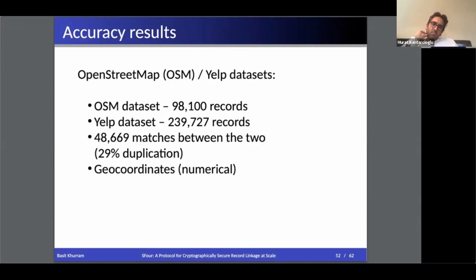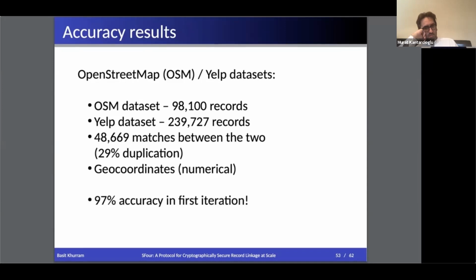We ran some accuracy experiments too. OpenStreetMap and Yelp both have information about restaurants. Our OSM dataset had around 100,000 records, and our Yelp dataset had around 240,000 records. The datasets had around a 29% overlap. The records were in the form of geo-coordinates, and so we were working with numerical data. Our protocol was able to find around 97% of the matches in a single iteration.